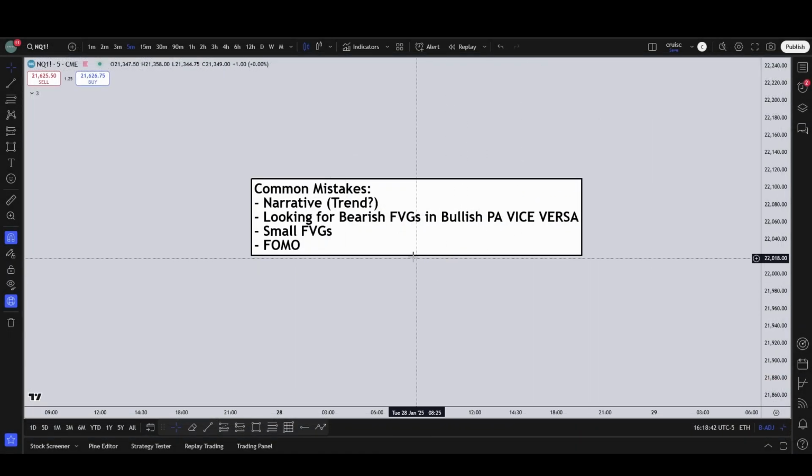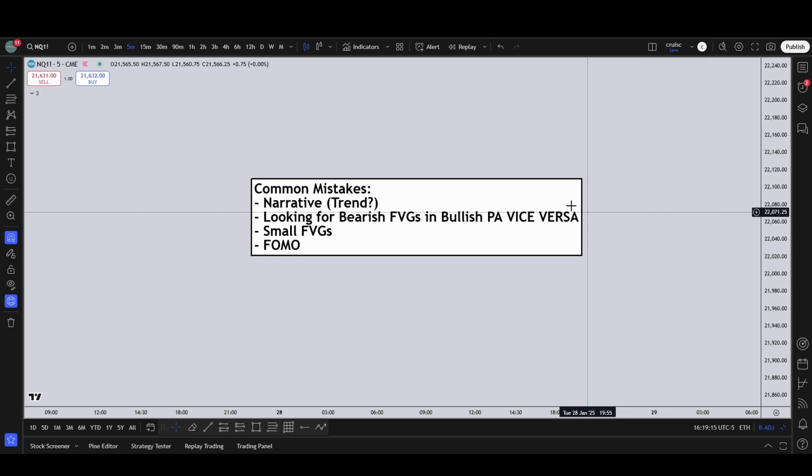So now I'm going to be going over common mistakes that I see a lot of people taking. First is our narrative/trend. Where is the day expected to go, right? So if we're in a bullish trend, obviously you're going to want to be looking for bullish price action, meaning you're going to be looking for bullish fair value gaps. Now, this kind of goes hand in hand with our next one, which is looking for bearish fair value gaps in bullish price action, vice versa.